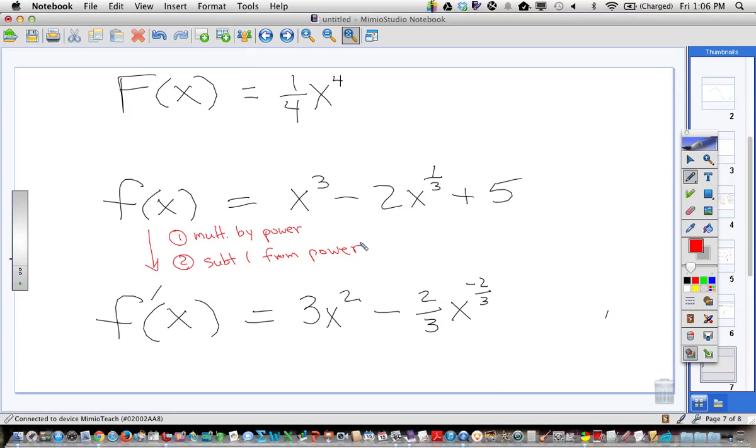So if we're going to reverse that process, wouldn't we do them backwards and do the opposite? So instead of subtract 1 from the power, we would add 1 to the power. That would be our first step, not our second step. We're going to go in reverse. So we'd add 1 to the power, and then instead of multiply, we would divide by the power. Sure enough, we'd add 1 to the power and then divide by the power.